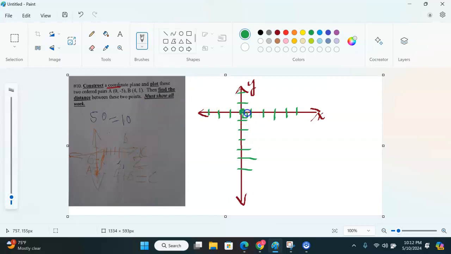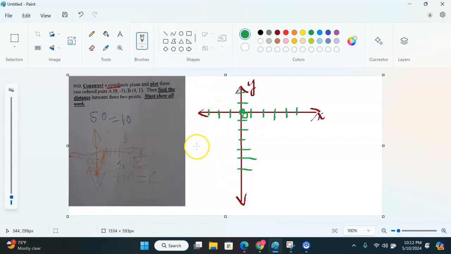This right here is the O. The O means the origin. And then everything that goes up above the origin is positive, and everything that goes down below the origin is negative. Okay, so let's plot the point A first.